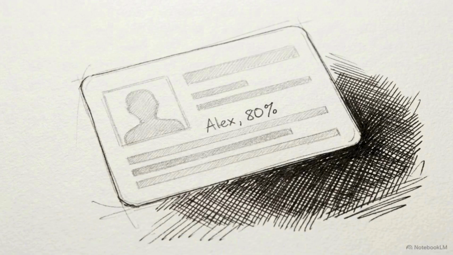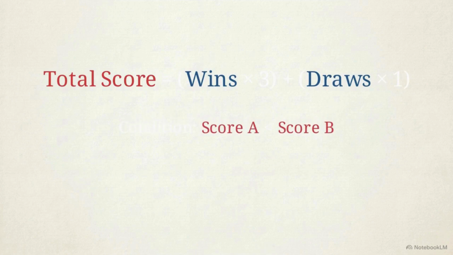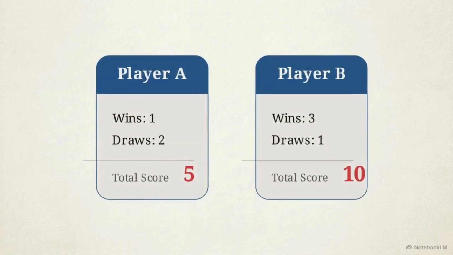Take a second to think about the merit list. Based on that example, how would you set up the math and the sorting condition for this new player object? Instead of a grade percentage, the math becomes wins multiplied by 3 plus draws multiplied by 1, and the sorting condition evaluates that total score.